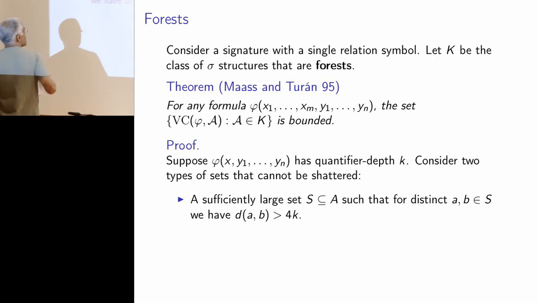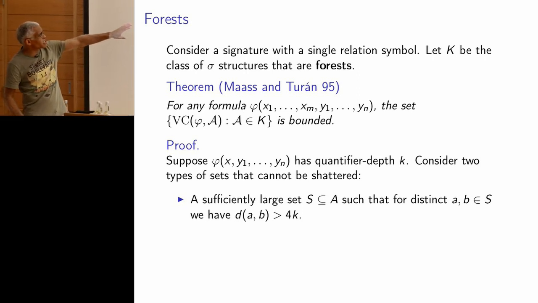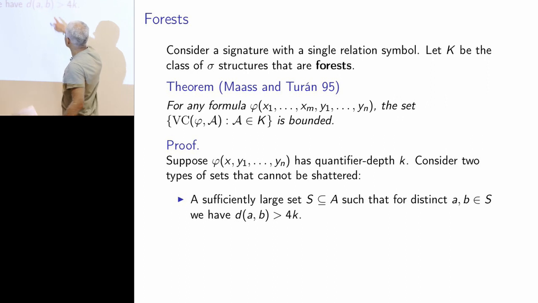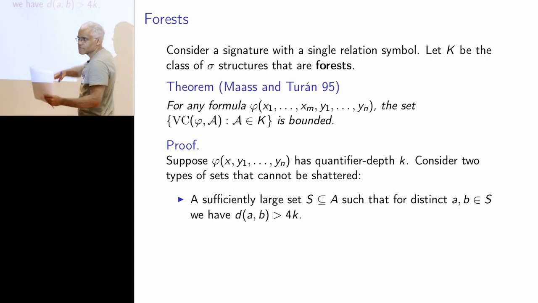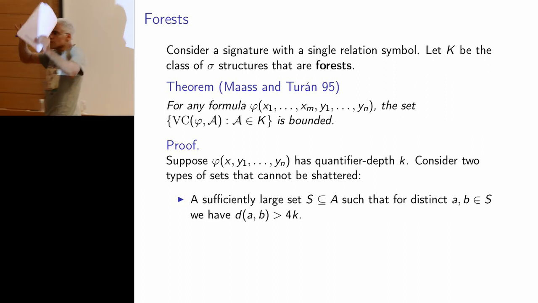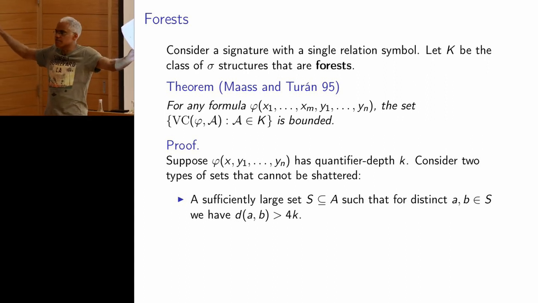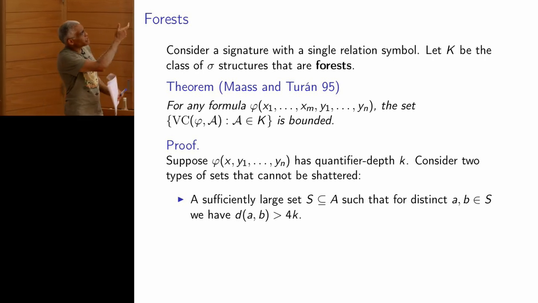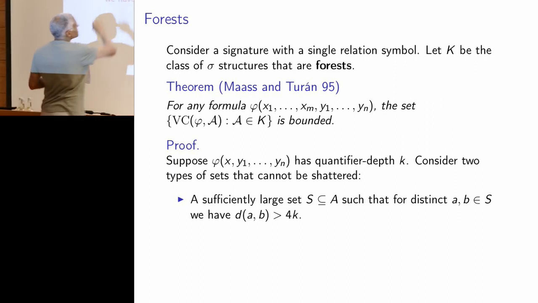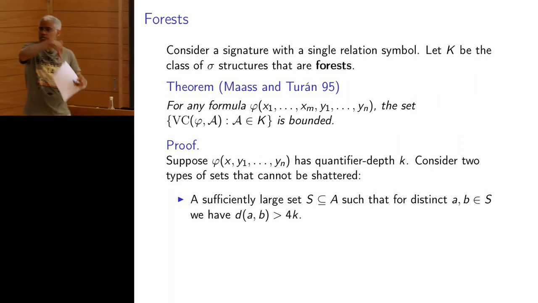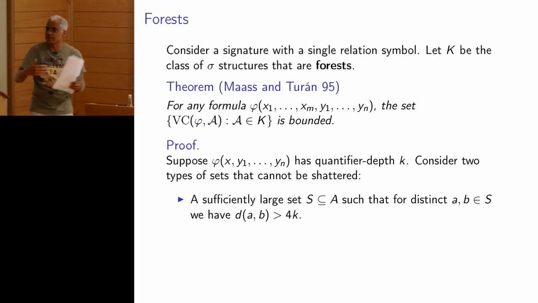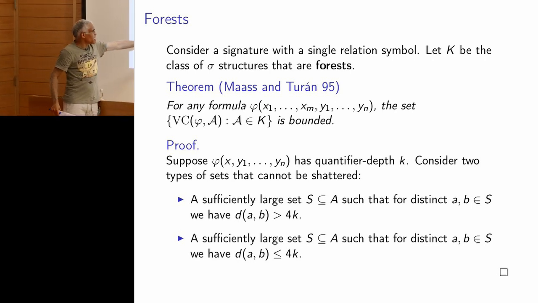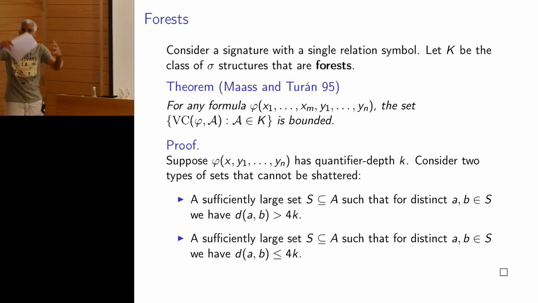And I claim the following, that a sufficiently large set, which is a subset of the forest, such that for distinct A, B in the set, their distance is greater than 4k, where k is the quantifier depth, this can't be shattered. So it's a bunch of points in the forest, and they're all far apart. Think of it like this, and far apart relative to the quantifier depth of the formula. And just to be clear, how are we going to shatter such a set? We're going to shatter it by taking this formula and varying the parameters and therefore realize every dichotomy, every labeling of that set. I claim also that a sufficiently large set S such that all the points in the set are close, cannot be shattered.